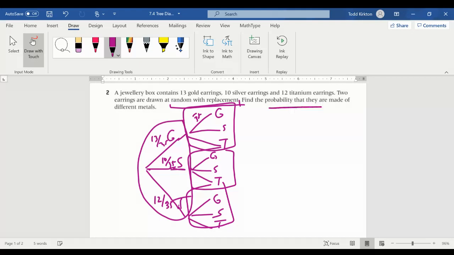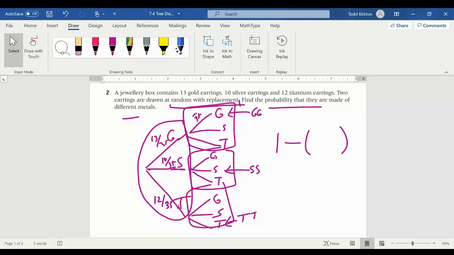And so you're finding the probability they're made of different metals. So you're going to ignore anything that's a match. So it's everything but these 3. So it might be easier to find those 3 and take 1 minus those. But you could also add the other 6 if that's what you want to do.